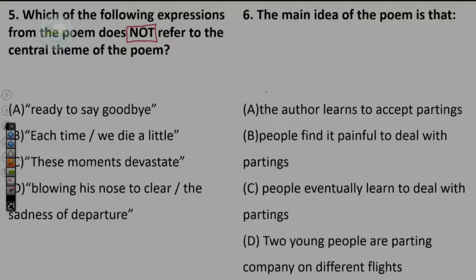Let's look at item 5. Item 5 says, which of the following expressions from the poem does not refer to the central theme of the poem? In order to answer this, you need to know what is the central theme. So without even looking at the options, be able to identify what is the central theme, the central meaning of the poem. And the central theme of this poem had to do with departure.